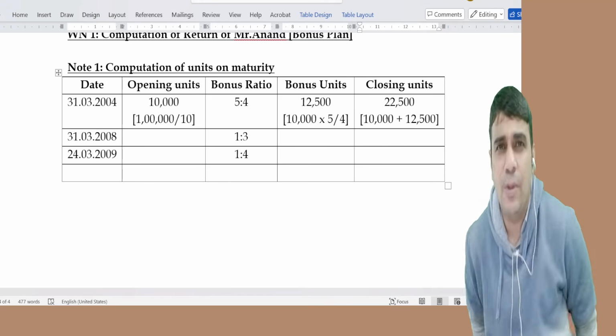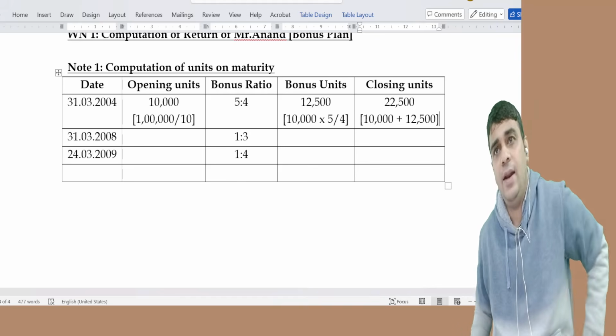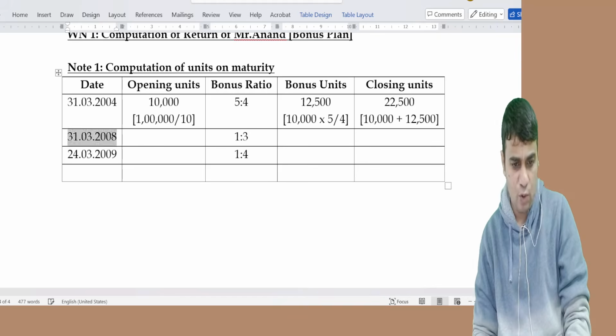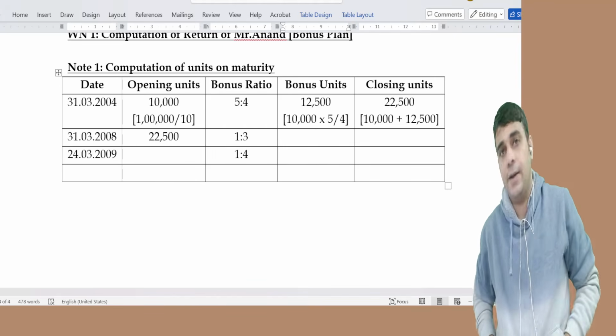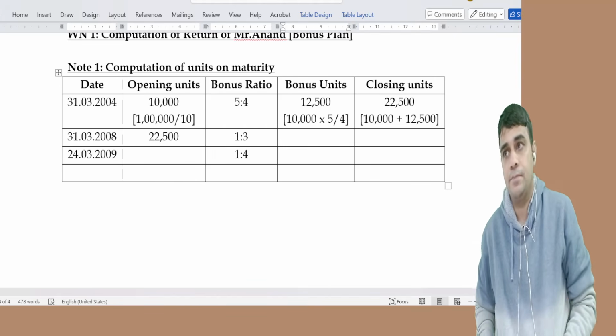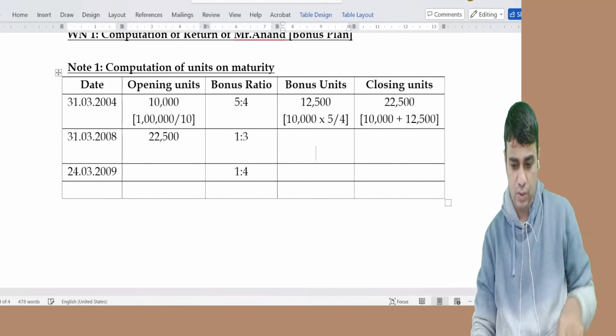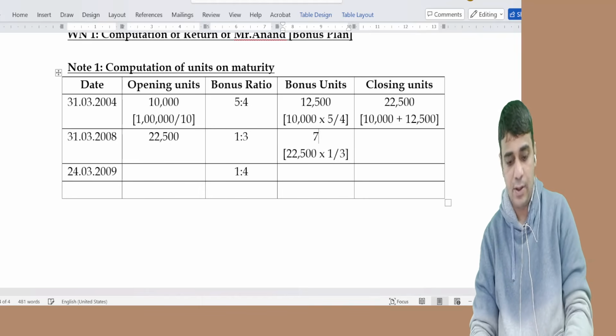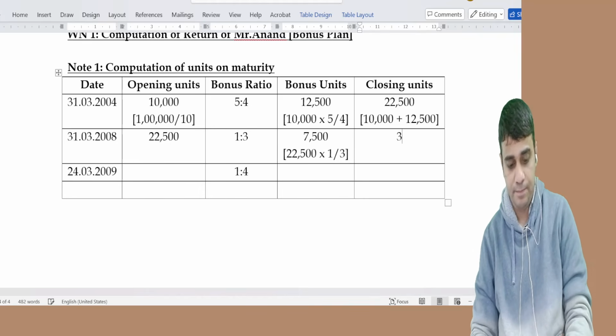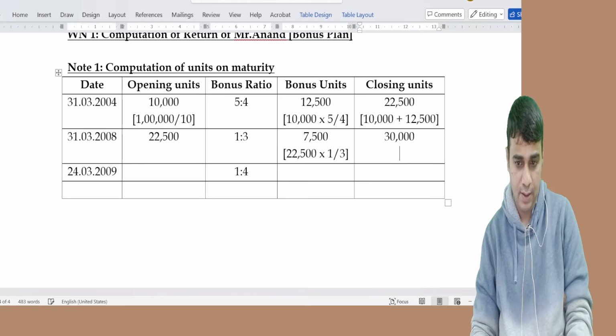Bonus calculation is going to be fairly simple. Okay, 22,500. Any doubts on this? Next opening is 22,500. Next is 22,500. 22,500 into what? 1 by 3. 7,500. 30,000.